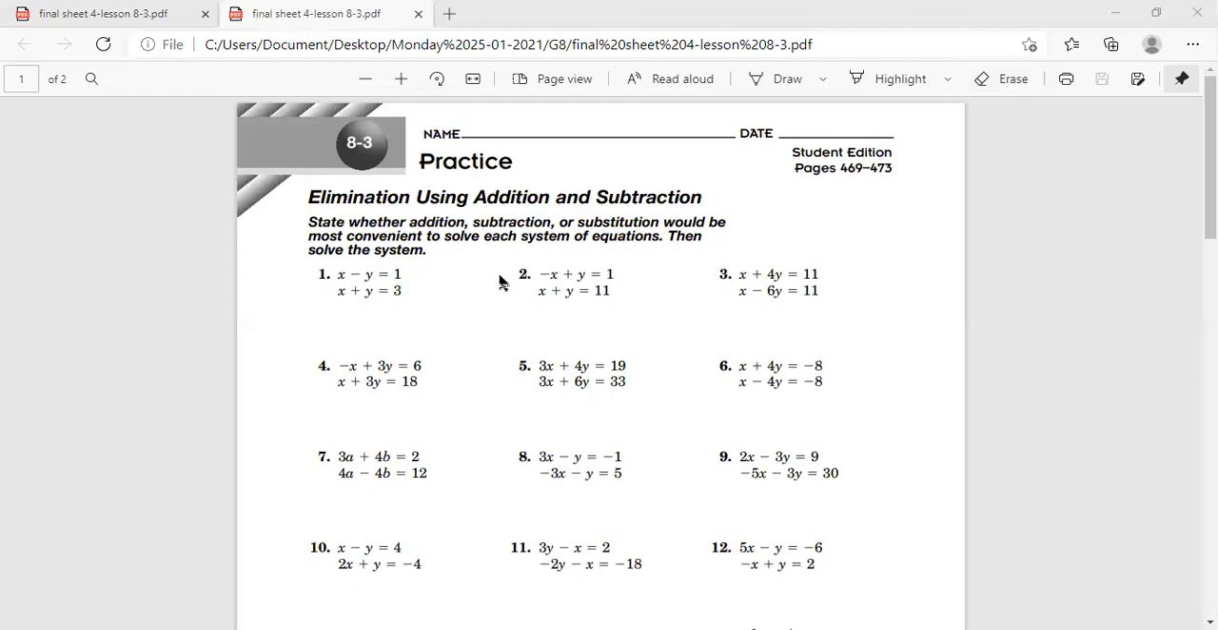The same number and the same sign, or the same number and different sign, same or different. Okay, let me check with you for the first question. In the first question, we have what? Negative y and y. So this one, your decision now.